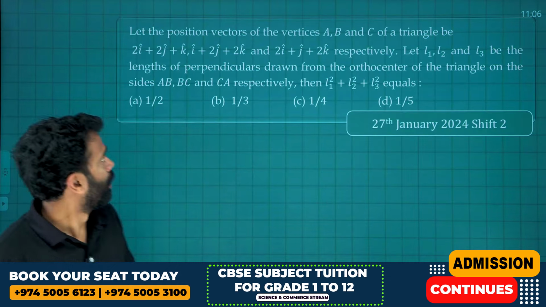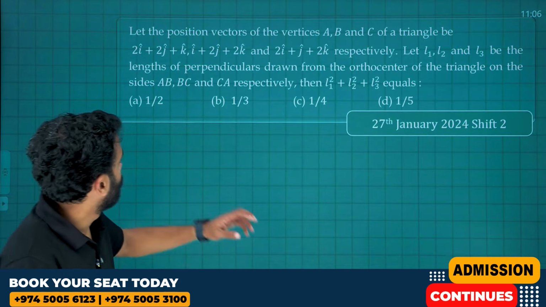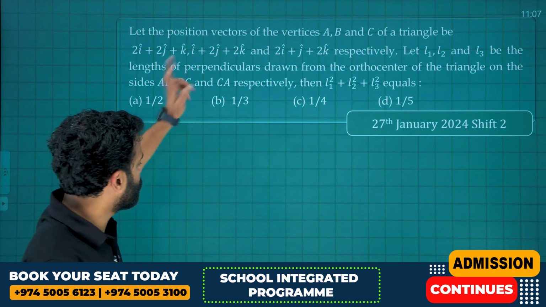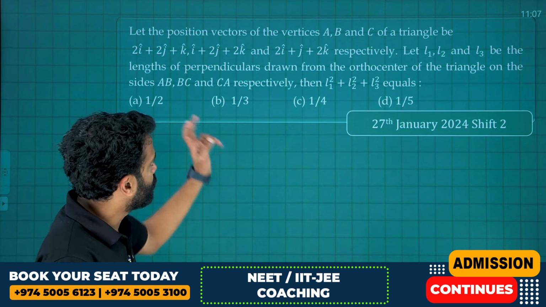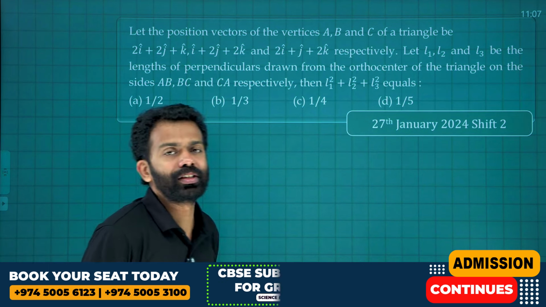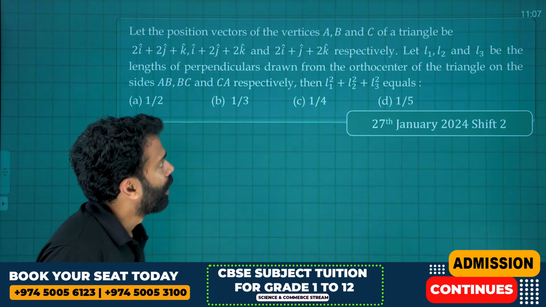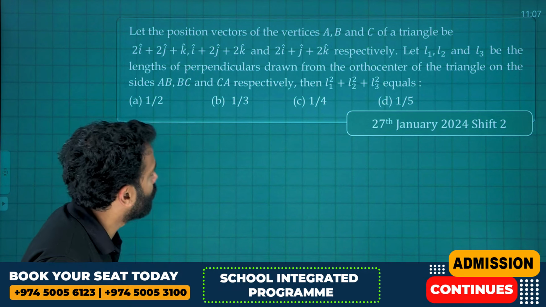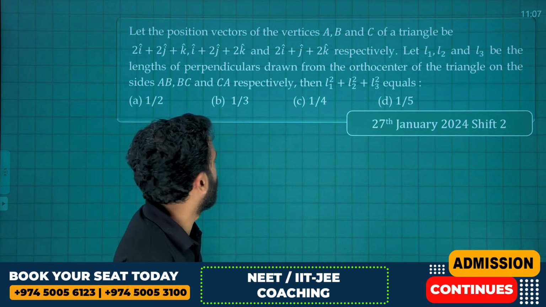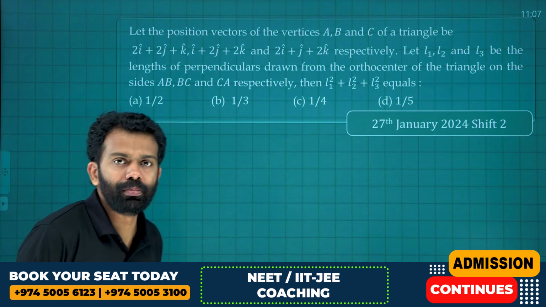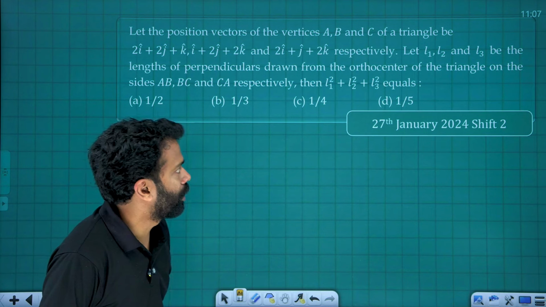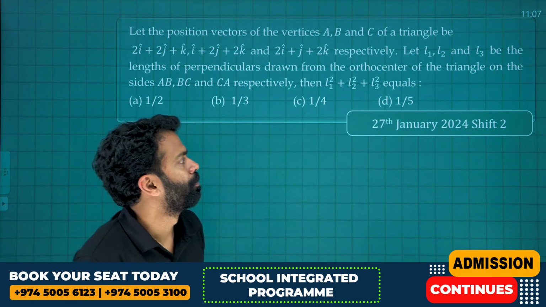The very next question is based on a triangle. The position vectors of the vertices A, B, C of a triangle are 2i plus 2j plus k, i plus 2j plus 2k and 2i plus j plus 2k respectively. Let L1, L2, L3 be the lengths of perpendiculars drawn from the orthocenter of the triangle on the sides AB, BC and CA respectively. Then you need to find L1 square plus L2 square plus L3 square.